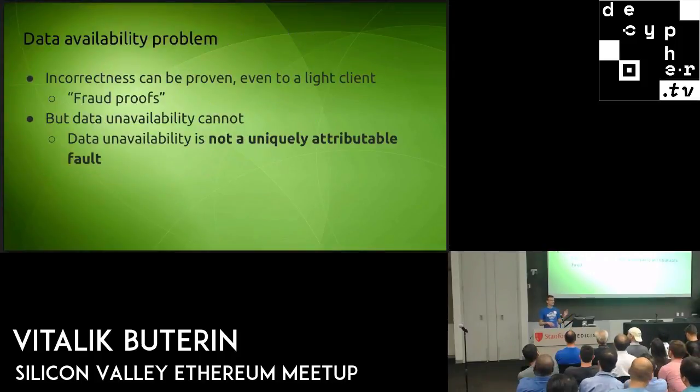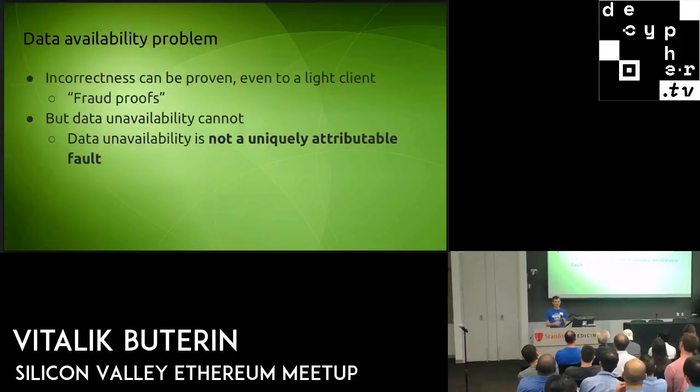So the data unavailability problem, right? Incorrectness can be proven even to a light client. And this is basically done with fraud proofs, right? Even if you cannot verify directly, you can always verify indirectly. But data unavailability is not like fraud in the sense of creating invalid blocks. And the main difference is that data unavailability is not a uniquely attributable fault.